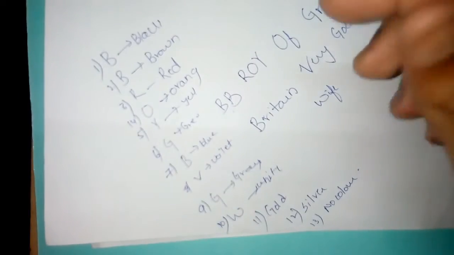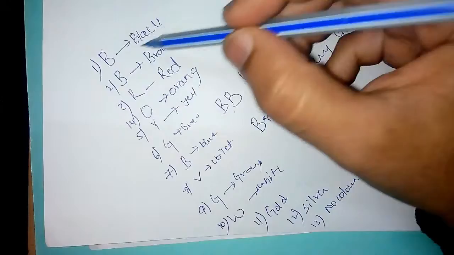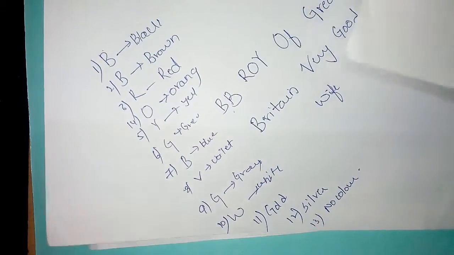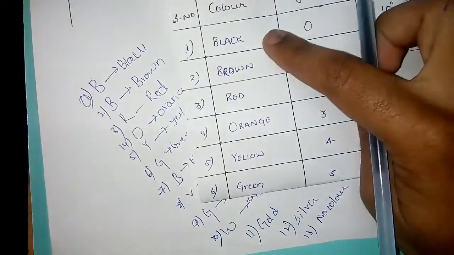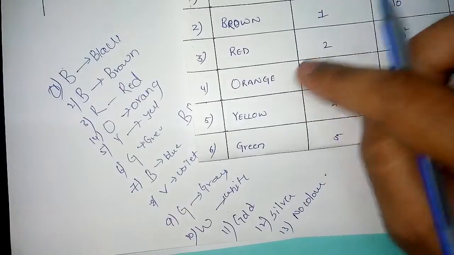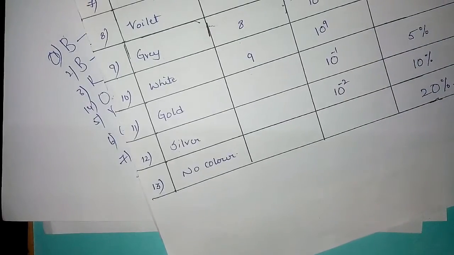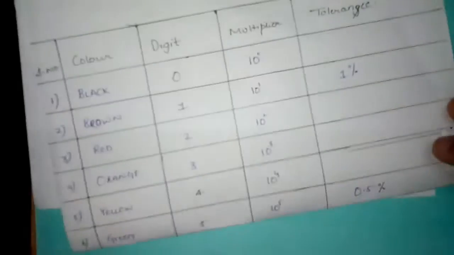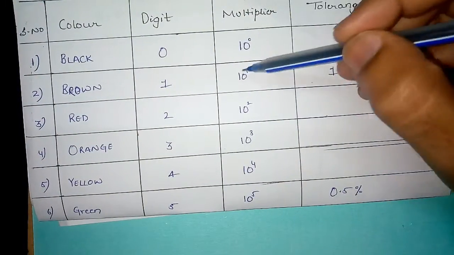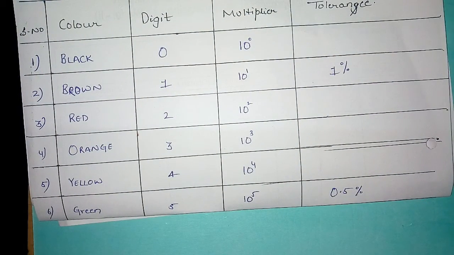So as we can see, I have allotted a few numbers to these colors when comparing with this table. Black 0, brown 1, red 2, orange 3. This method is somewhat useful for us while doing this color coding. When it comes to the multiplier, the same digits repeat here: 10 to the power of 0, 10 to the power of 1, 10 to the power of 2.